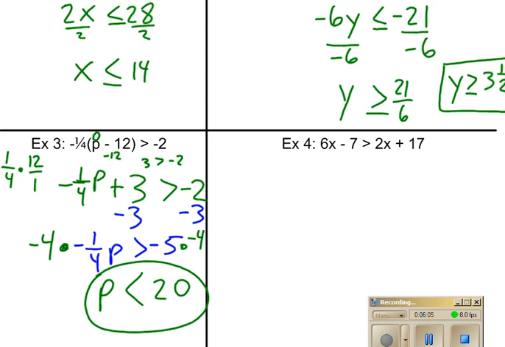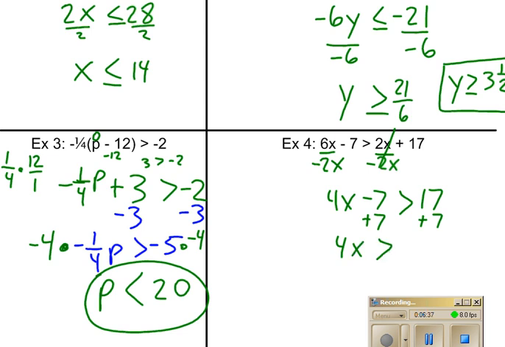Example 4. Here I have variables on both sides, and I want them to only be on one side. So I'm going to take away 2x because I like positive numbers. So 6x minus 2x is 4x. So 4x minus 7, that cancels, it's going to be greater than 17. Next step, let's get all the constant terms on one side, so add 7. So now 4x is going to be greater than 17 plus 7, which is 24. Divide both sides by 4.